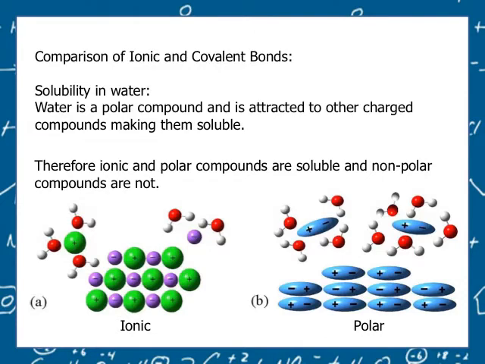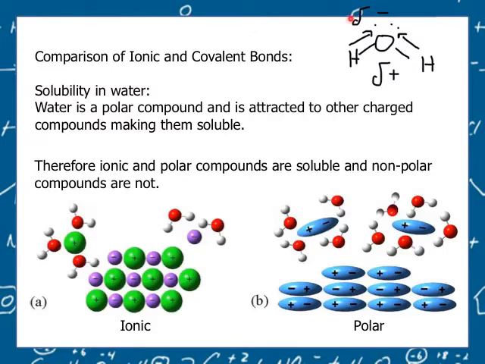Okay, solubility in water. Water is a polar compound. Let me draw a Lewis dot structure of water here. Here's water. It has this kind of V-shaped arrangement because of its lone pairs up there. The oxygen is more electronegative than the hydrogen, so it is pulling the electrons in this bond towards itself. So the oxygen end of this molecule is partially negative, and the hydrogen end of this is partially positive.